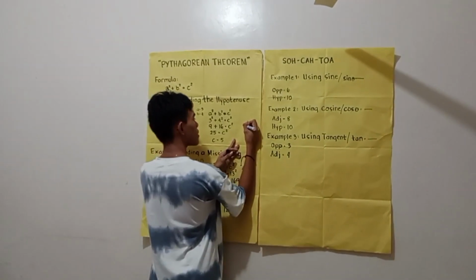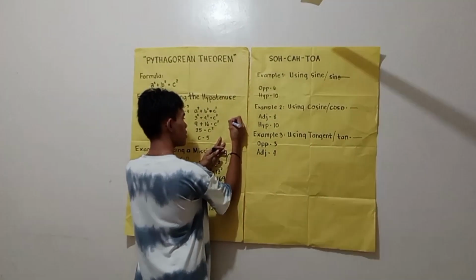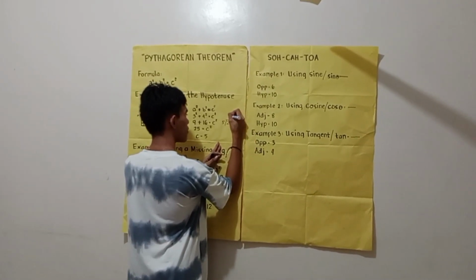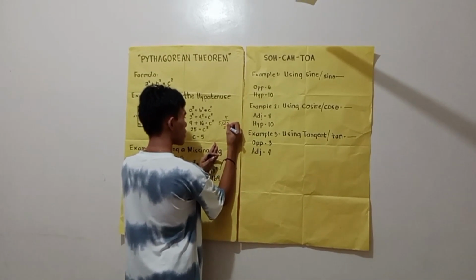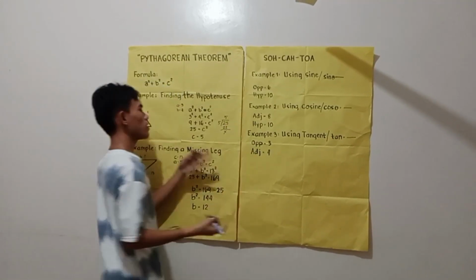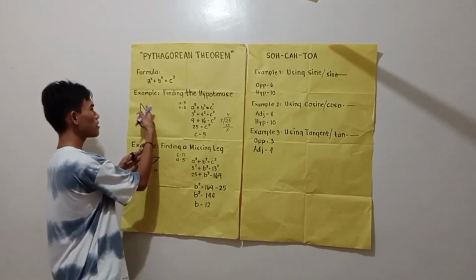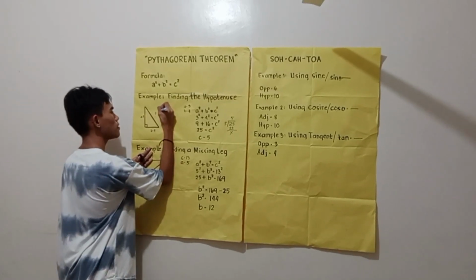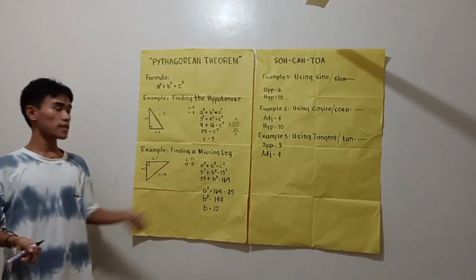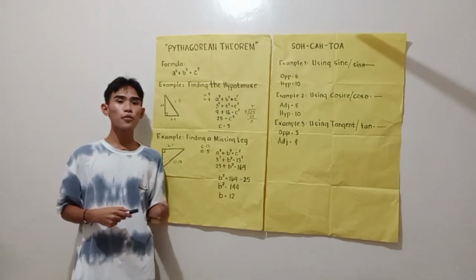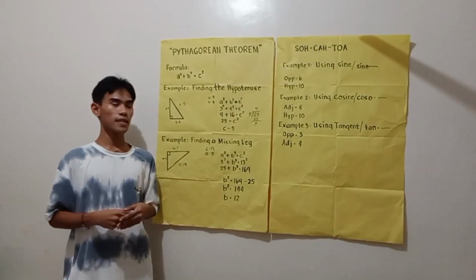So we're going to calculate 25 divided by 5. 25 divided by 5 is equal to 5. 5 times 5 is equal to 25. So the correct answer is c is equal to 5, and the value of the hypotenuse here is 5. So 5 is correct. The next example is how we're going to find a missing leg.